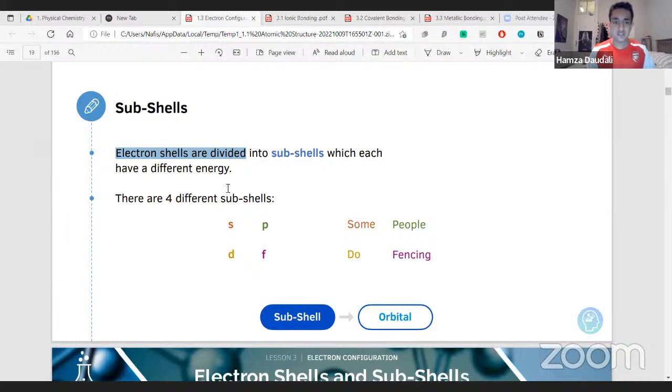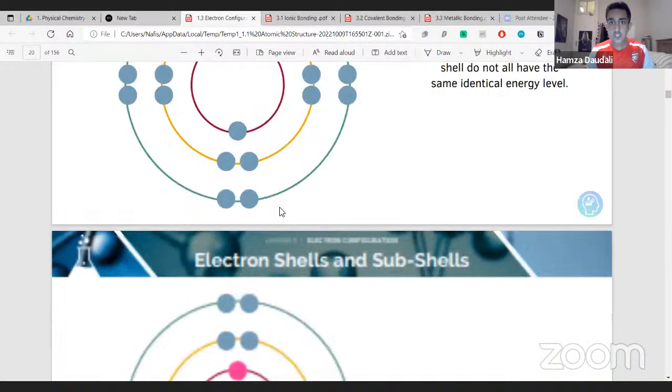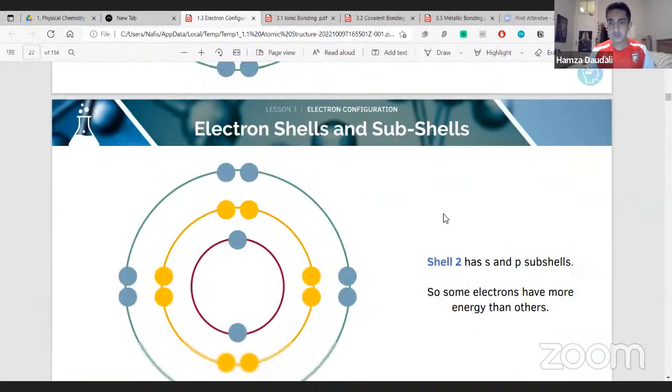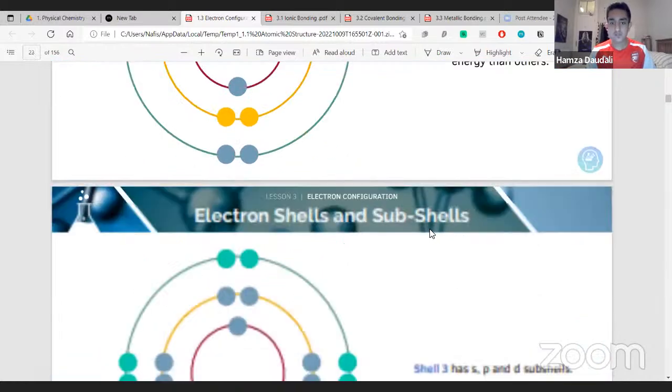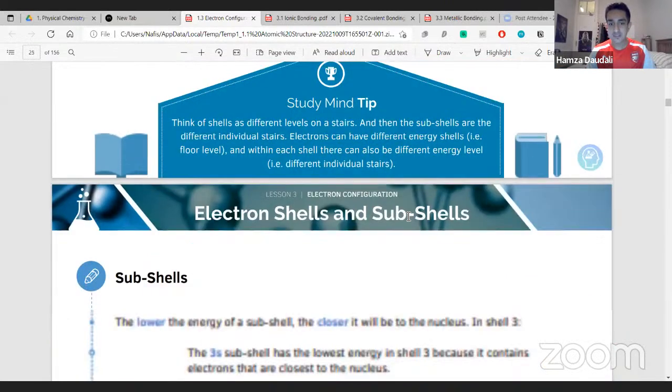Electron shells are divided into subshells, which each have a different energy level. There are 4 subshells, s, p, d, f. Some people do fencing. So shell 1 only has one subshell, one s subshell, so the electrons all have the same energy level. Shell 2 has s and p subshells. Shell 3 has s, p, and d subshells. So it is a bit different.